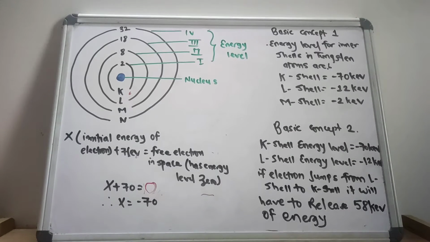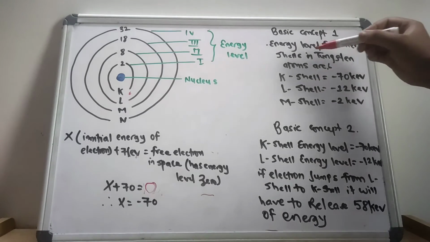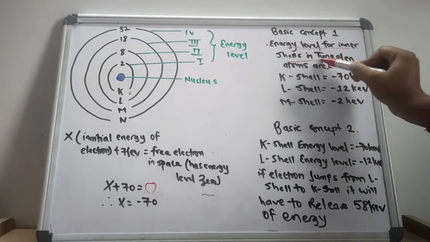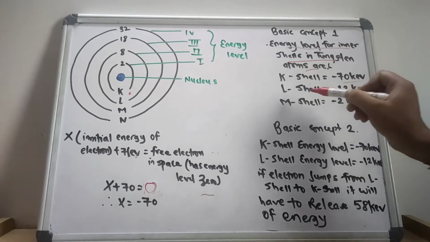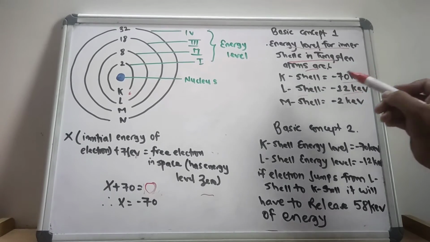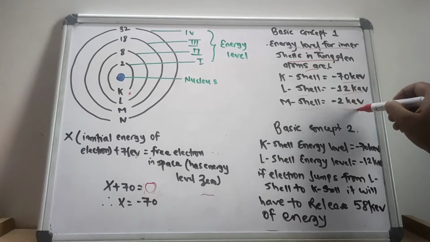So first basic concept: every cell in the atom has its own fixed energy level associated with it. All the electrons in the cell lie at that fixed energy level. The energy levels for the inner cells in the tungsten atom are: K cell minus 70 keV, L cell minus 12 keV, M cell minus 2 keV.